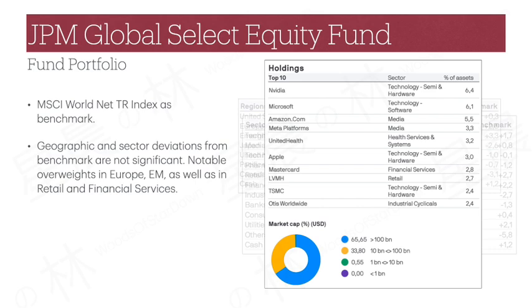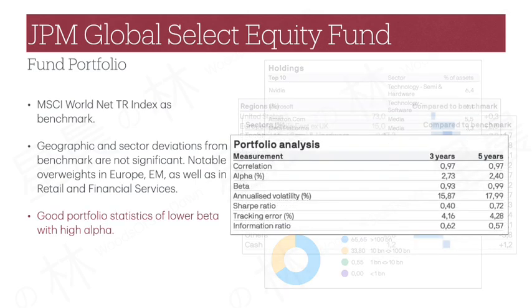The top holdings are, no surprise, dominated by many of the hot tech giants, which is inevitable given their high proportion in the market index. As the fund is large cap focused, the majority of the holdings are above $100 billion market cap. Portfolio statistics look quite decent, especially on the 3 years where the fund has a lower beta and higher alpha, while maintaining nearly full correlation to the benchmark.